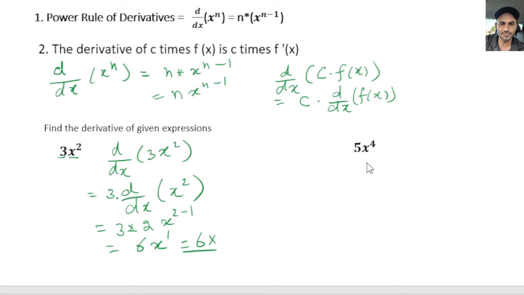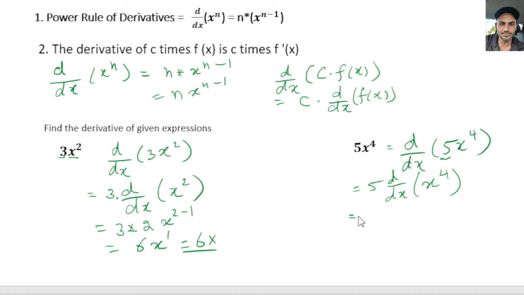Let's go ahead and do this one. We have 5x to the 4th. We want to take the derivative of this function, d over dx of 5x to the 4th. First thing I'm going to do is note that this constant is multiplying f of x. This is your constant, and this is your 4th degree polynomial function, or the variable, I'm sorry. So we're going to take this 5 out, d over dx, and we're just going to leave that x to the 4th inside. And then we take the derivative of that using the power rule.